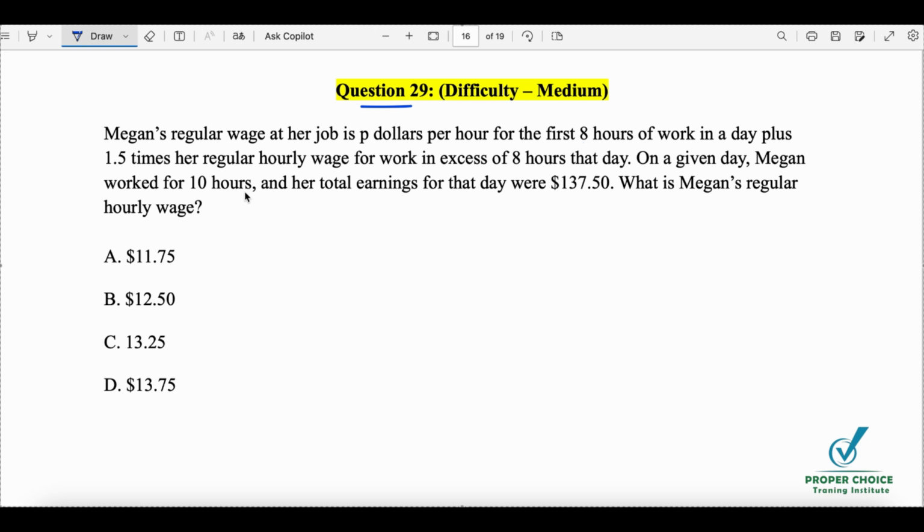Question number 29 says Megan's regular wage at her job is $P per hour for the first 8 hours of work in a day, plus 1.5 times her regular hourly wage for working in excess of 8 hours that day. On a given day, Megan worked for 10 hours and her total earnings for that day were $137.50. What is Megan's regular hourly wage on that day?